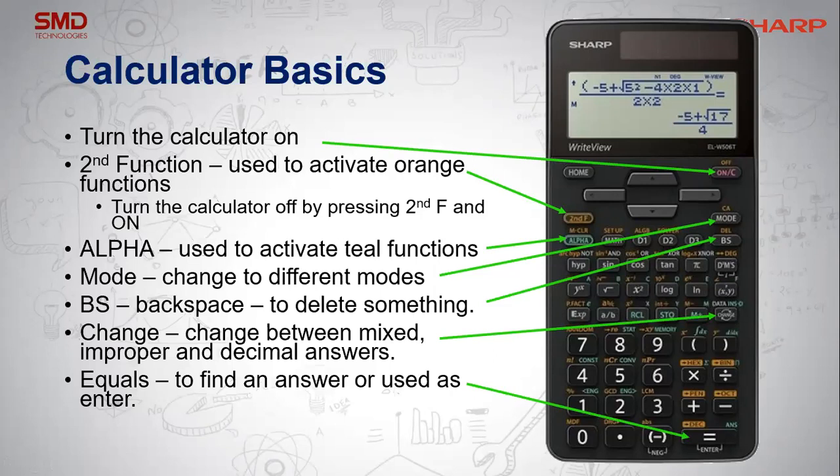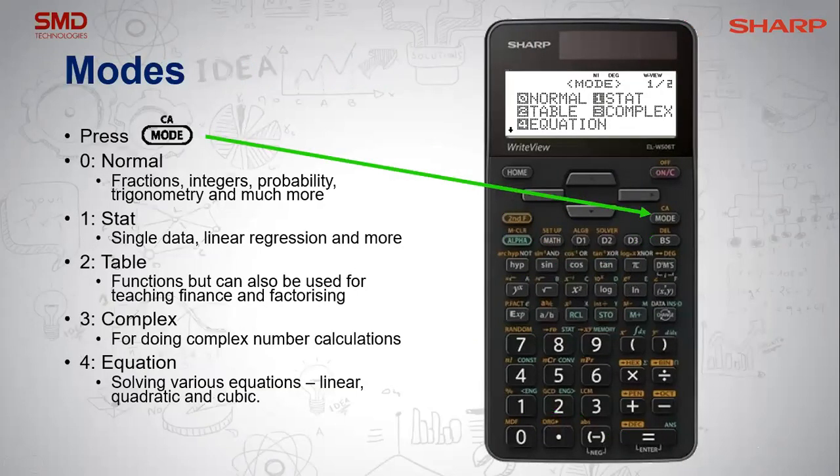So you can change it from a mixed fraction to an improper to a decimal and back again as well. And then of course, equals might give you the solution to your expression, but hopefully maths will help solve other world problems as well. So we have 9 different modes on the W506T.